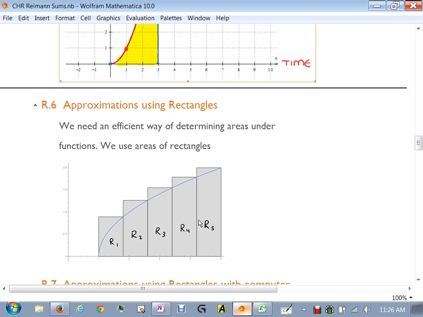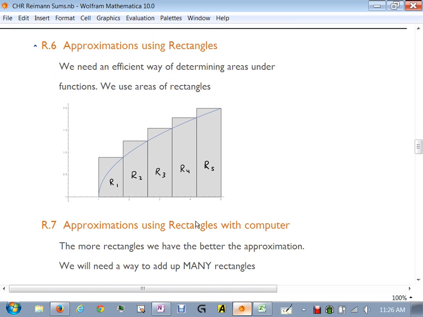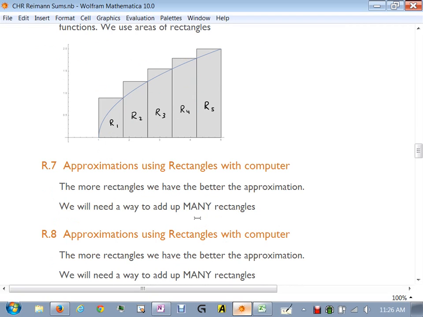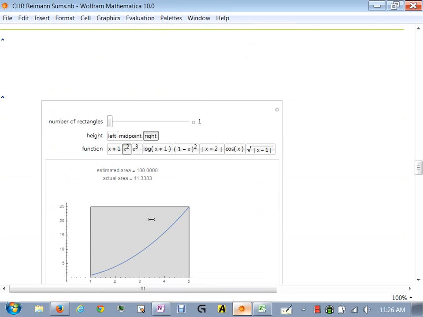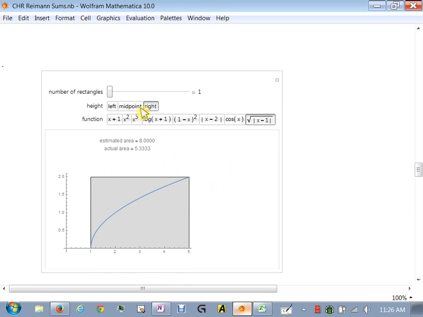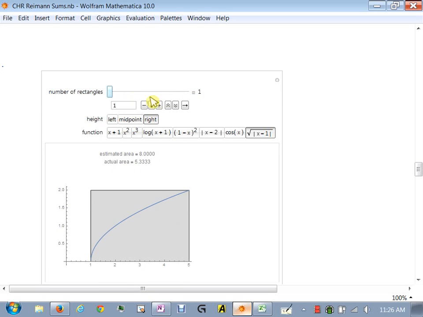And that's what this idea of Riemann sums is. Riemann is the mathematician who came up with the approach. So the more rectangles we have, the better the approximation. We will need a way of adding up many, many rectangles. So here I have a computer program that will do the same thing. Let me put that other one up there. So I'm going to put in those 5 rectangles.